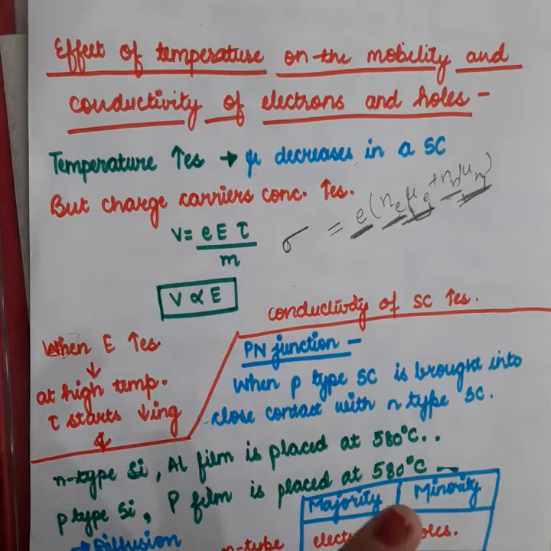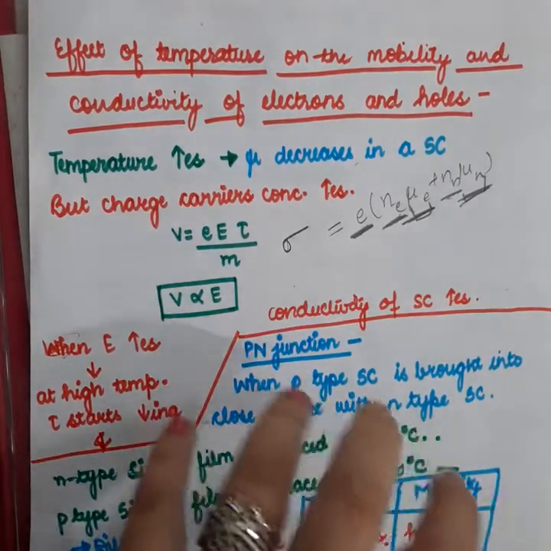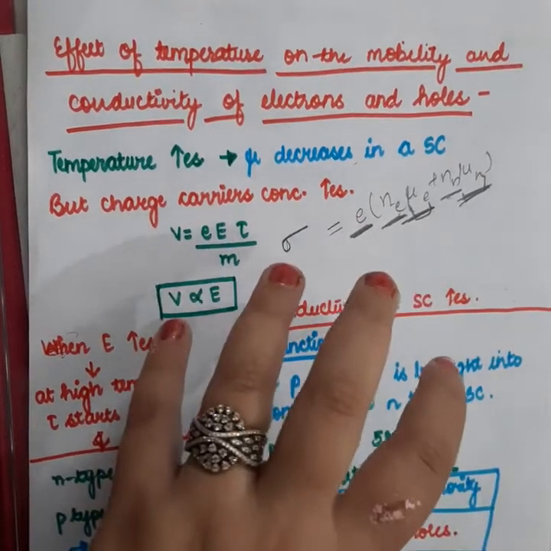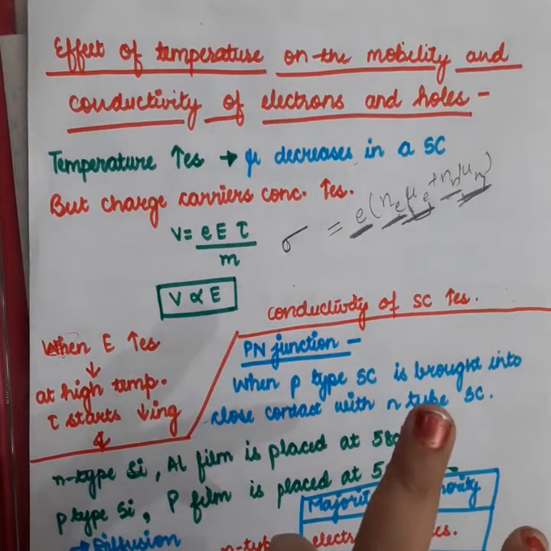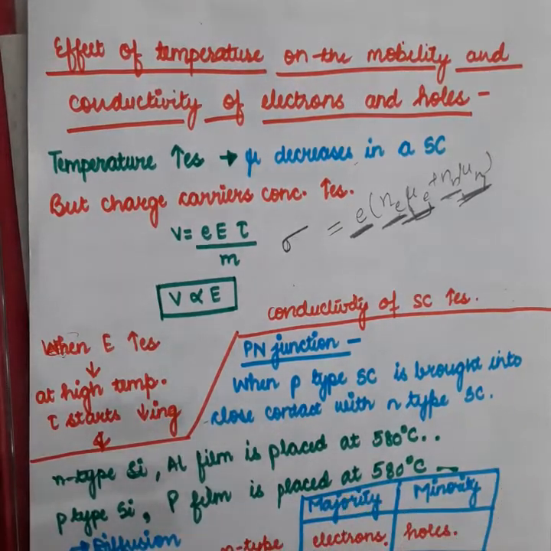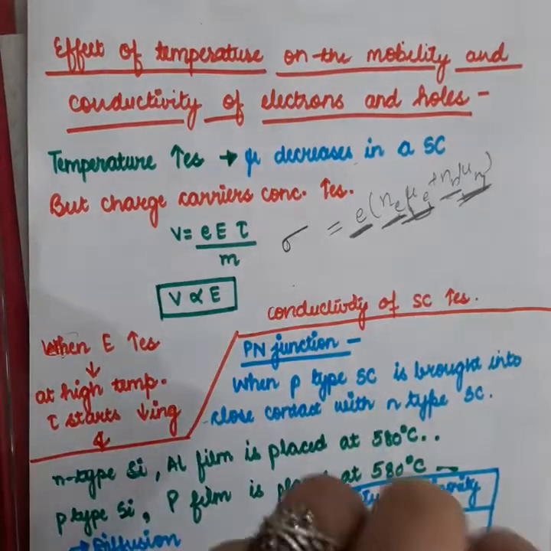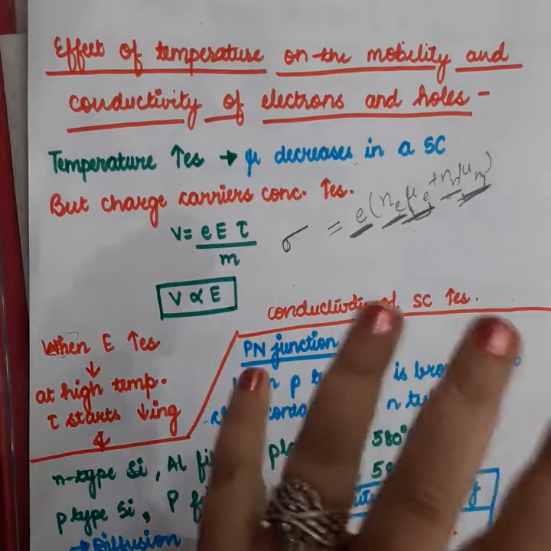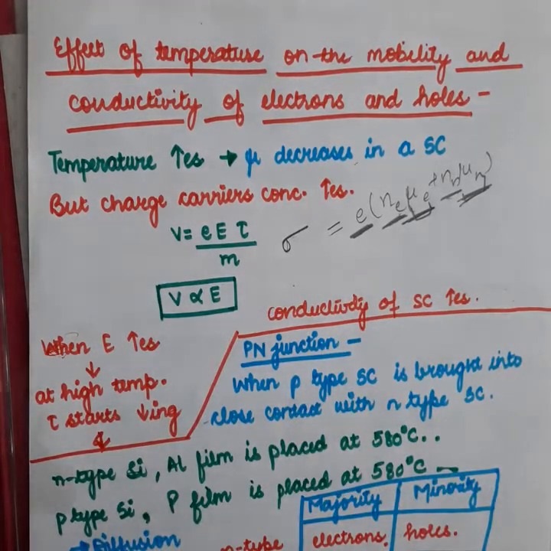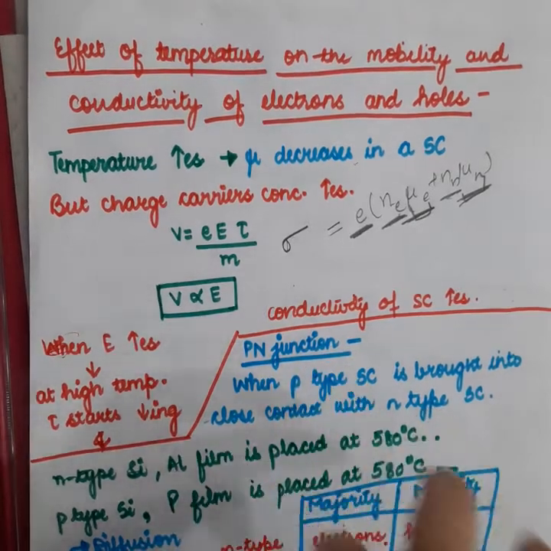So what do you think? When you increase the temperature of a semiconductor, what would happen? When the temperature of a semiconductor is increased, the mobility of electrons and holes decreases, just like it happens in a metal. In a metal also, the mobility of charge carriers decreases when the temperature is increased. The reason being, when the temperature is increased, what exactly happens?